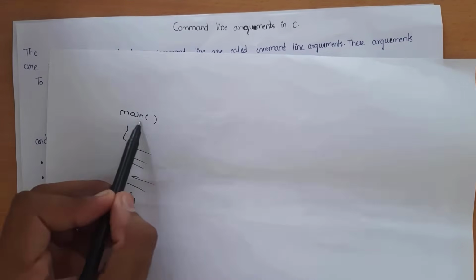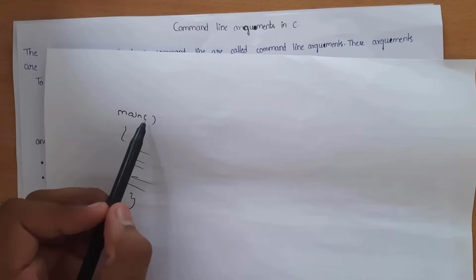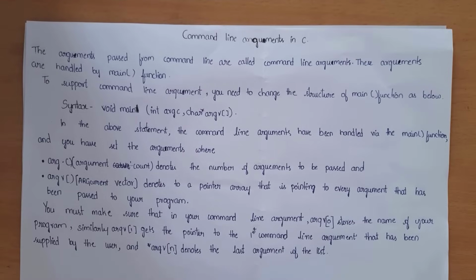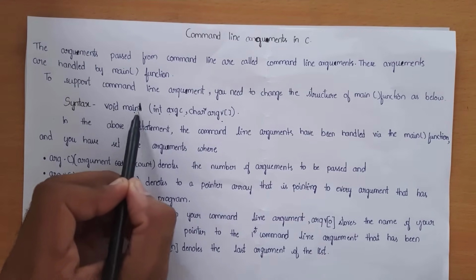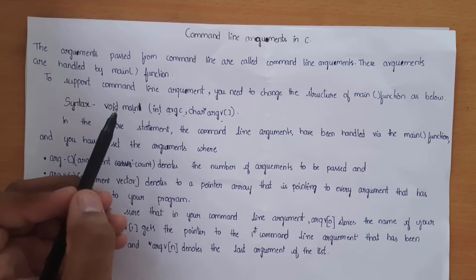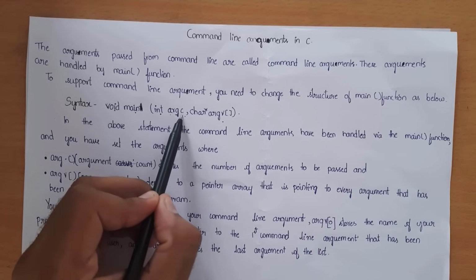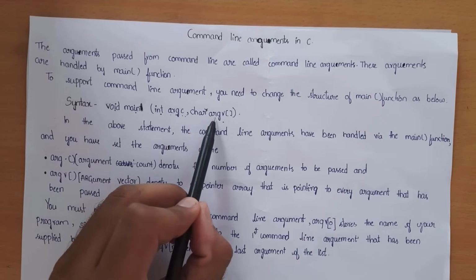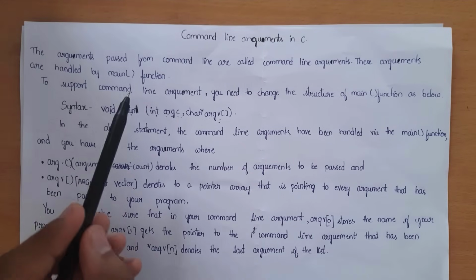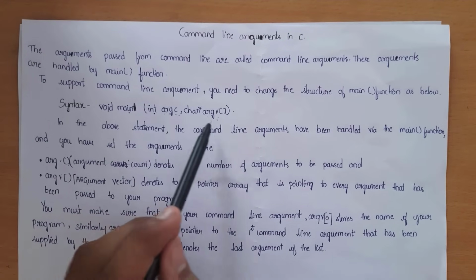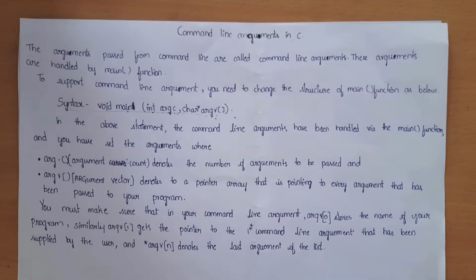Normally we write the main function like this, and we do not pass any arguments inside it. But in command line arguments, you need to write the syntax like this: void main, and inside the main function you need to pass two arguments. One is argc, that means argument count, and the next one is argv, that means argument vector. So in order to support command line arguments, you need to change the structure of the main function like this. This is the syntax you need to remember.